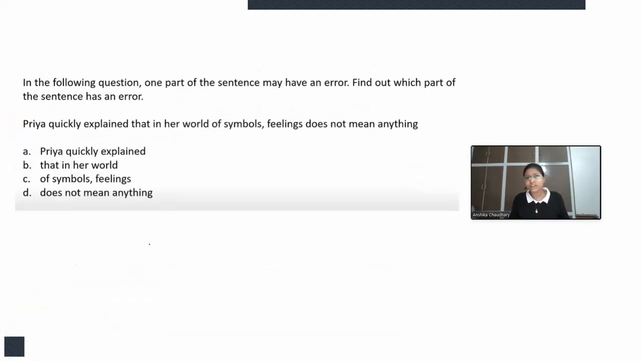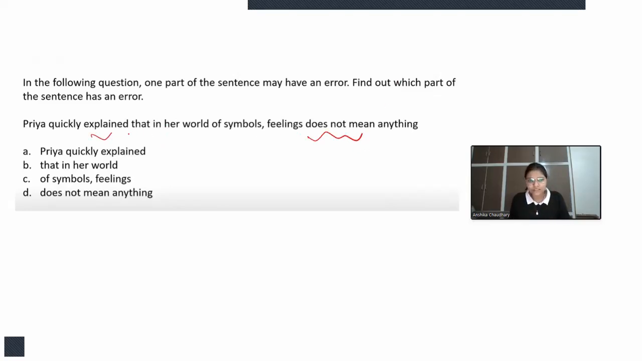All right, let's move on to the next question. In the following question, one part of the sentence may have an error. Find out which part of the sentence has an error. Priya quickly explained that in her world of symbols, feelings does not mean anything. So, guys, see, it is quite tricky. Everything is looking fine, but here the error is in this part, right?